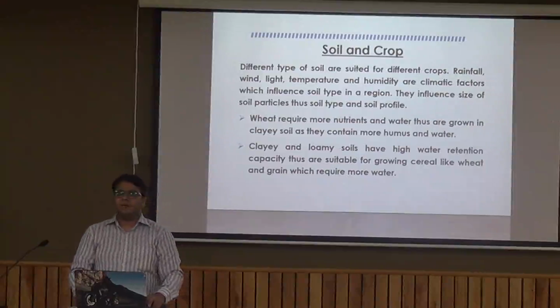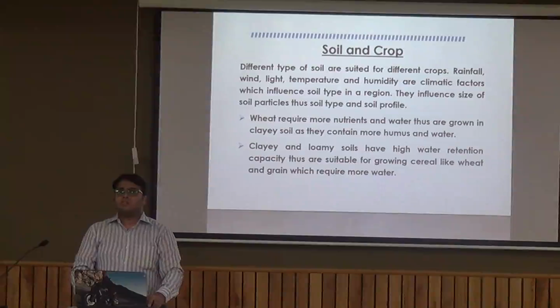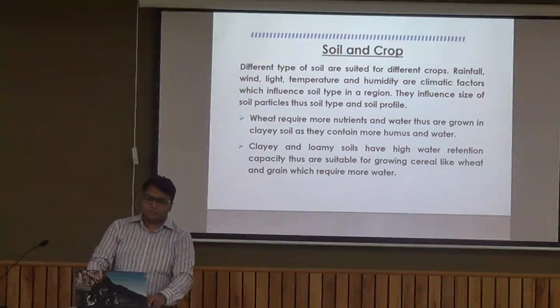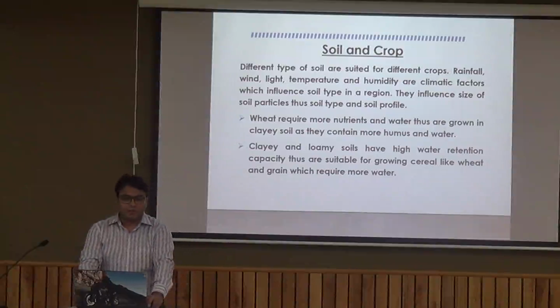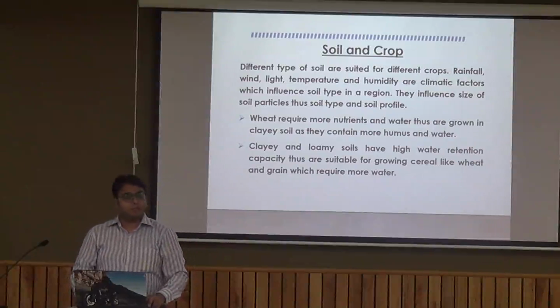Now soil and crop. As soil is used to grow crops in agricultural lands, it becomes very important for us to use soil which is suited for a certain crop. We cannot grow every crop everywhere because they all vary in their requirement for air, water and nutrients present in soil. For example, wheat requires more nutrients than water. As a result, it is grown in clay soil where we have a lot of nutrients and loads of water.